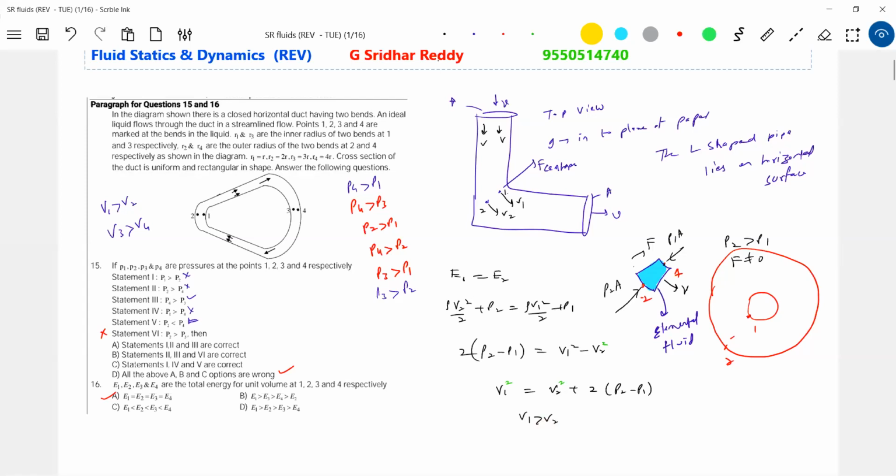Sir, can you tell once more why P2 is greater than P1? Centripetal force. We need to provide centripetal force for the liquid to take the turn. So P2 minus P1 times A will provide the required centripetal force. I'll write that comment, it'll be easier. Centripetal force is needed, no? So therefore P2 should be greater than P1. That's the basic idea.